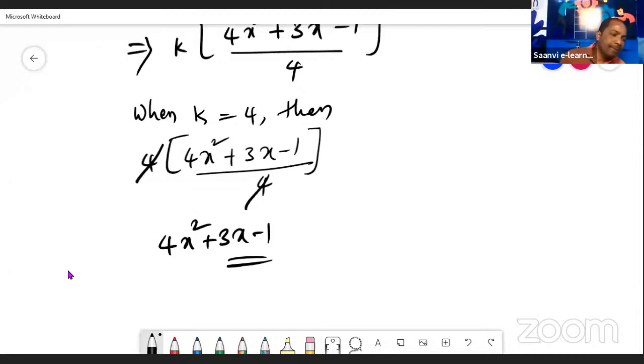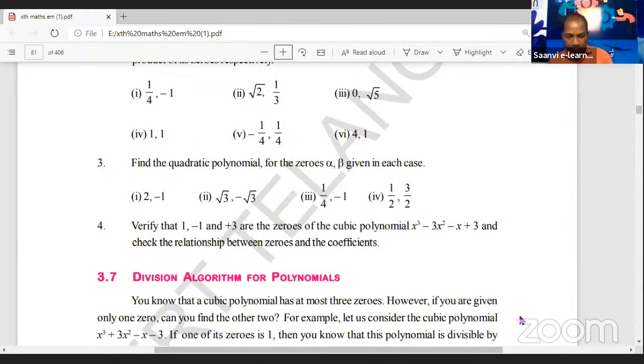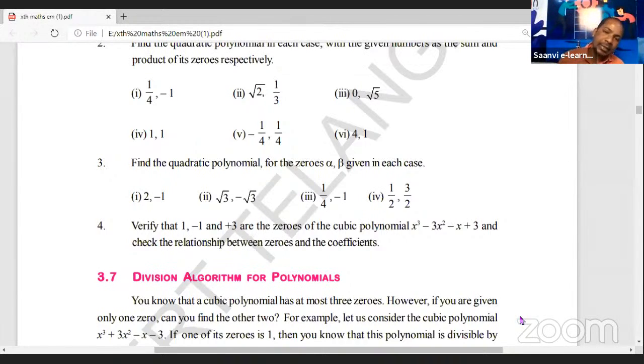Okay, children. So in the same way, you complete the remaining problems, and now let us see the next problem. The next problem is very important, children. Sometimes it is asked 2-3 times in examination for a 4 marks question.